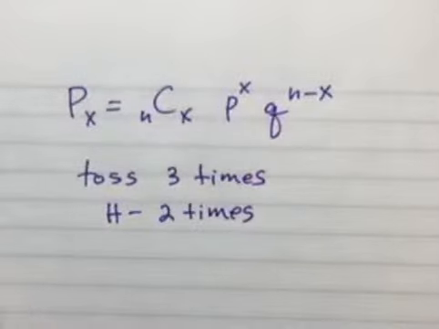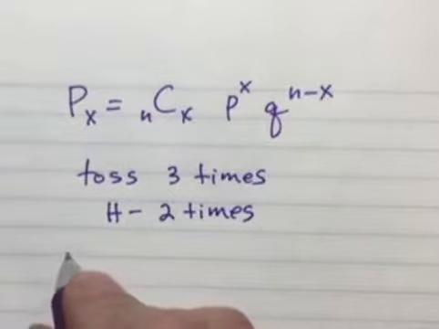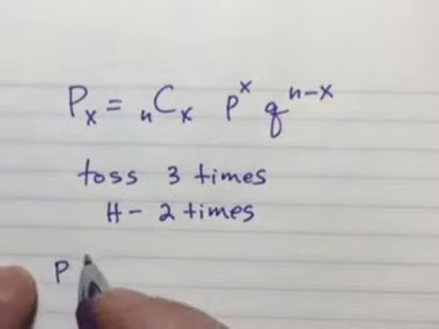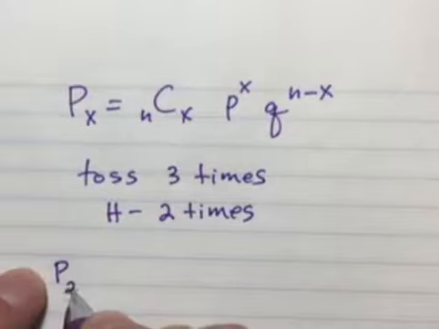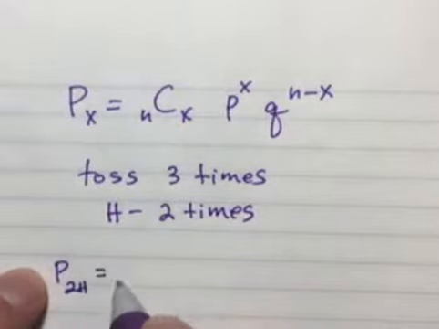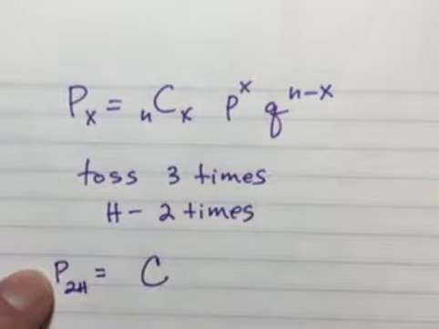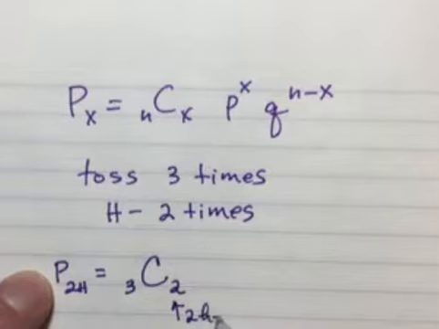So we're going to use this formula. I'm going to write it down here: the probability of getting 2 heads. This is our combination. I want 2 heads out of 3 tosses. So that's what this is: 2 heads out of 3 tosses.